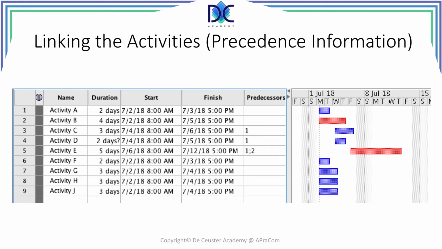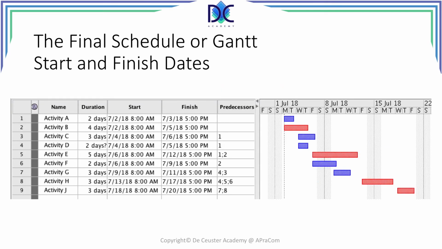We didn't complete activities F, G, H, and J, but we will do that in a different way. This is the completed Gantt. All the elements are in the Gantt chart, and you see the critical path in red.